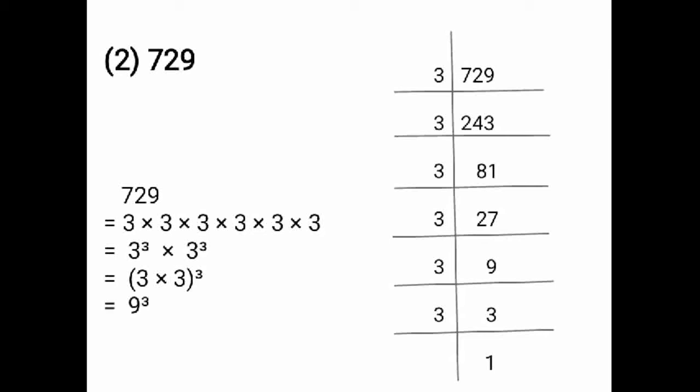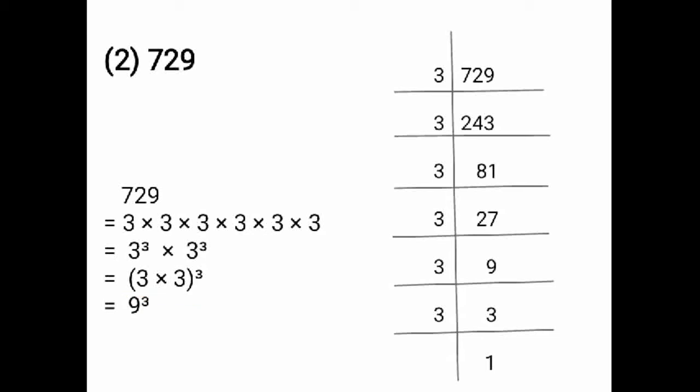3 threes are 9. That is 9 cube. In the bracket, 3 into 3, which you wrote as the base here, that number only you have to multiply. In the base only you have to multiply. The index you don't have to multiply. The index you have to write only one time. So 3 into 3 cube means 9 cube.